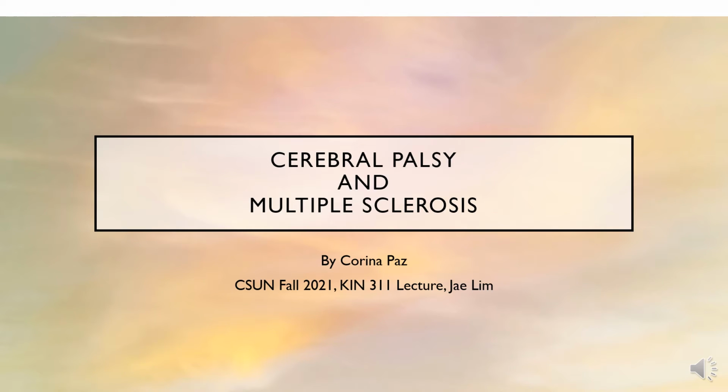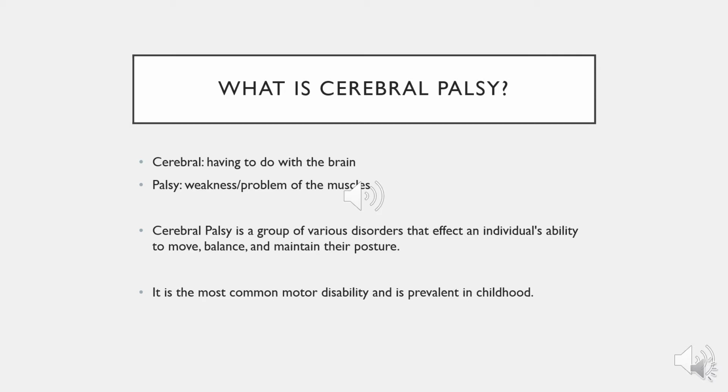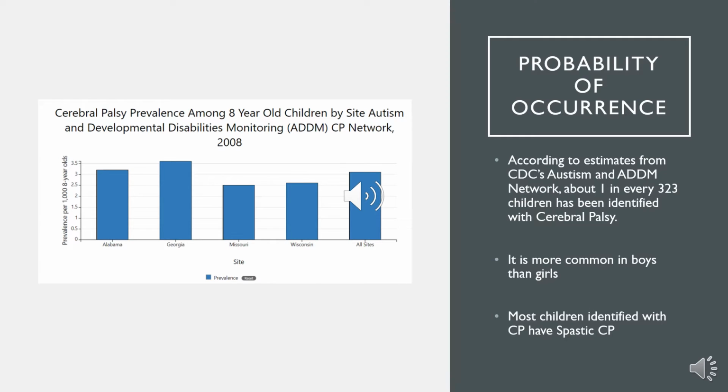My name is Karina Paz, and today we're going to be discussing cerebral palsy and multiple sclerosis. Now, cerebral palsy, in order to define the term, let's go ahead and break it up. Cerebral having to do with the brain, and palsy as in weakness or problem of the muscles. Cerebral palsy is a group of various disorders that affect an individual's ability to move, to balance, and to maintain their posture.